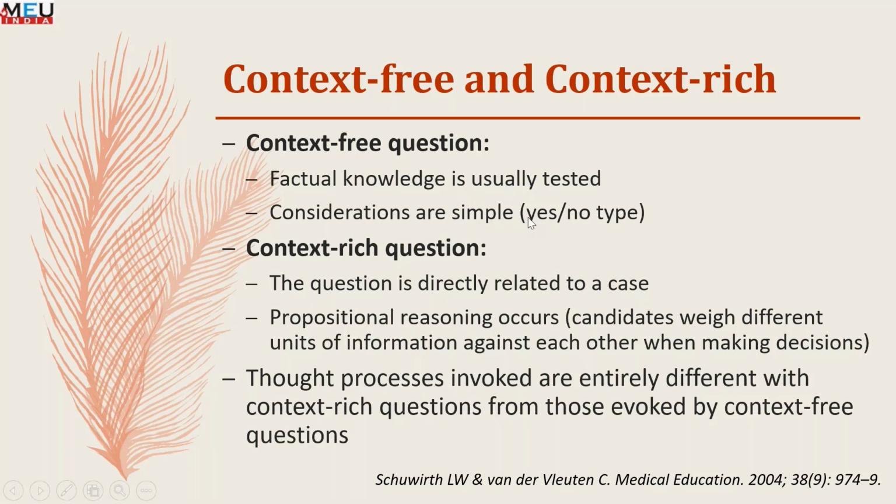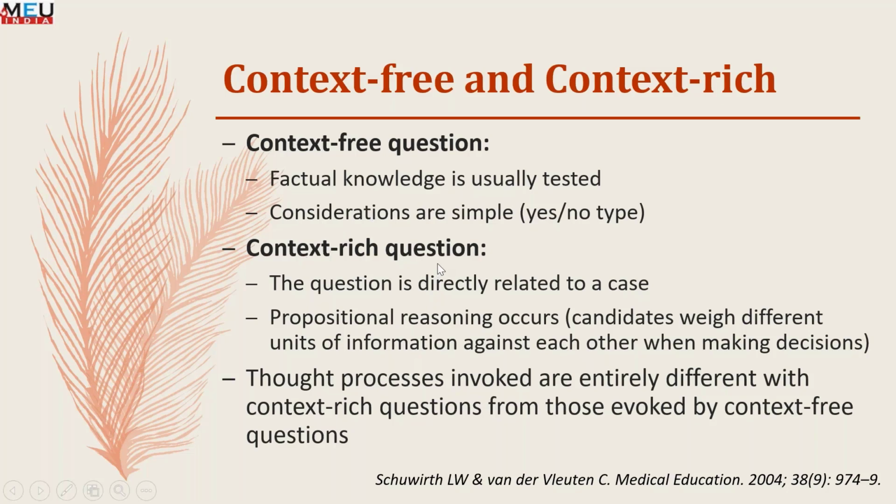If you have options given in an MCQ where you ask for facts, we expect students to recognize the correct answer. So in a sense, it is A, B, C, D, and each of them is a true-false question. Is it true for A? Is it true for B? Is it true for C and D? So that is a context-free question.